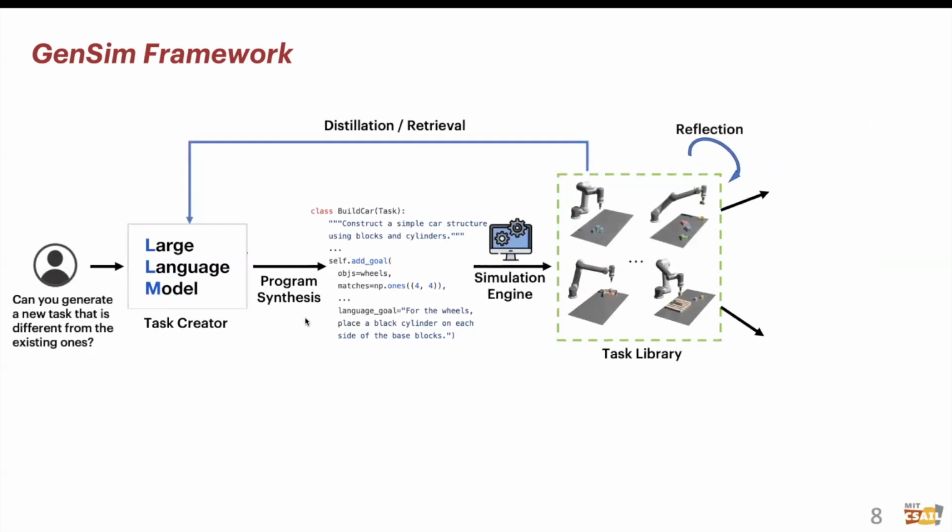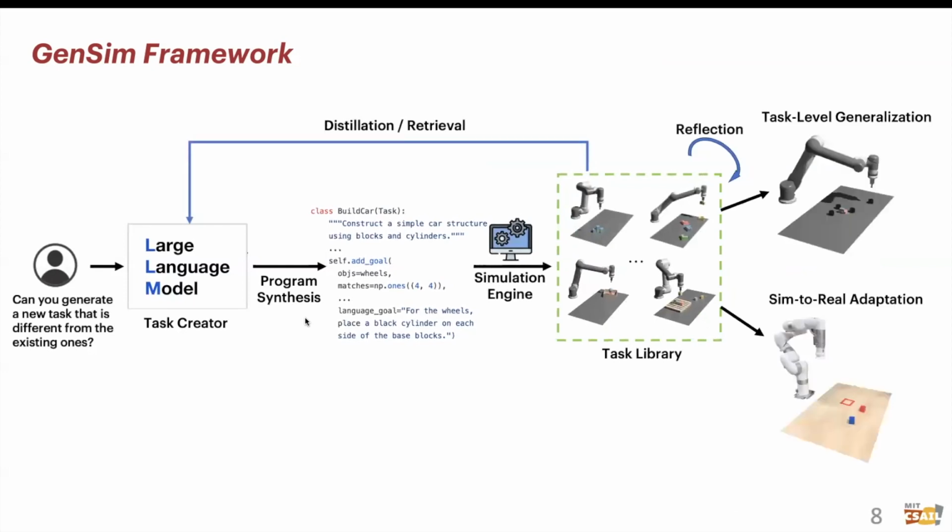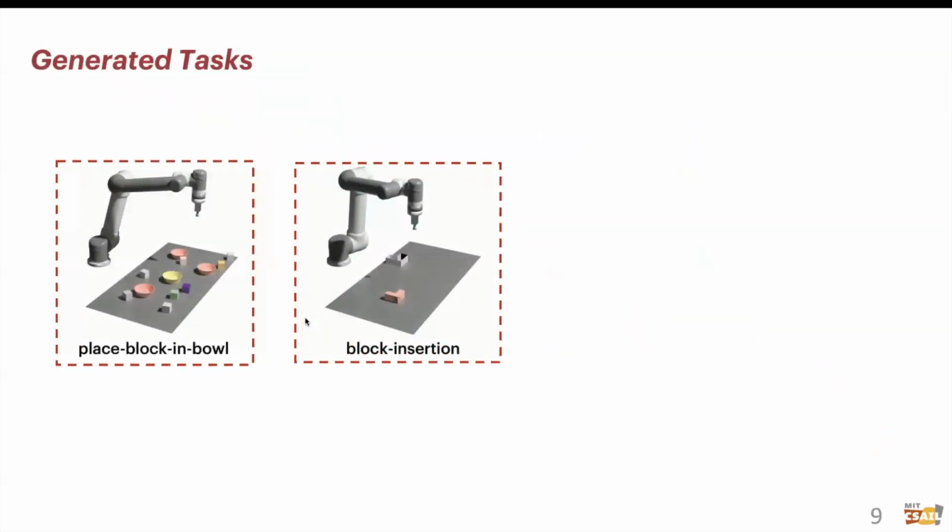We can bootstrap iteratively and prompt the model to create different tasks. The final task library can be used to generate the actual task demonstrations to improve policy training and achieve sim-to-real adaptations. Let's take a closer look at the generated tasks.